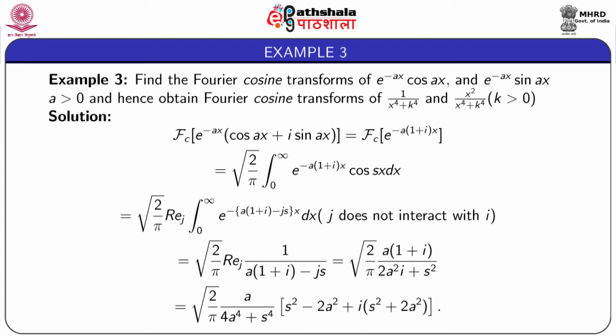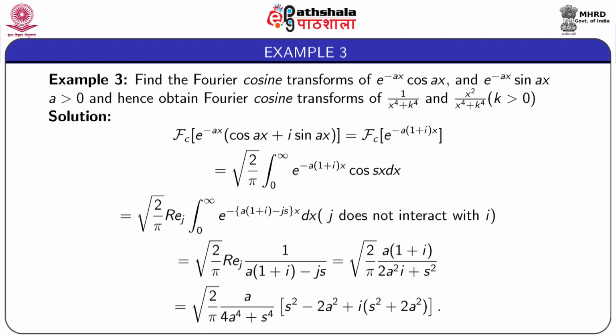we consider the Fourier cosine transform of the function e to the power minus ax into (cos ax plus i sin ax). Writing e to the power i ax for cos ax plus i sin ax, we get this is equal to the Fourier cosine transform of the function e to the power minus a(1 plus i)x, and that is equal to root over 2 by pi integral 0 to infinity e to the power minus a(1 plus i)x cos sx dx.